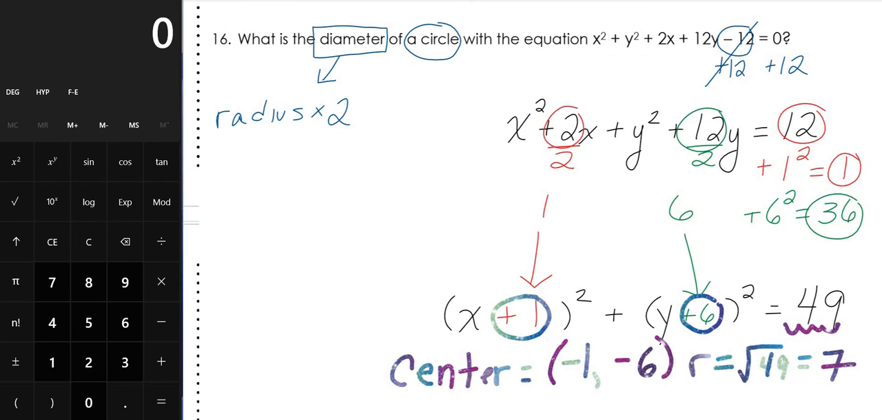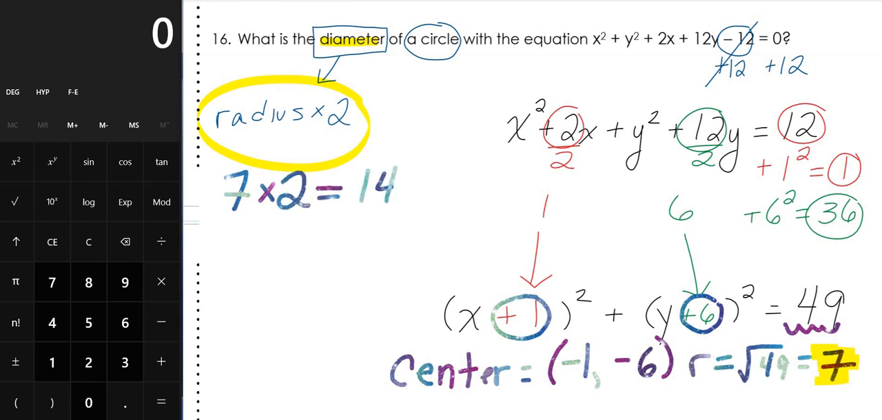Now, if you think you're done, you're not. They didn't ask you for the center and the radius. They asked you for the diameter. And a good thing is that we put this note in to remind us, don't just get the radius, multiply it by 2. So this is your radius, multiply 7 times 2. And your diameter is going to be 14 units.